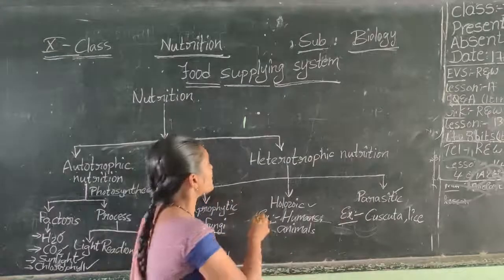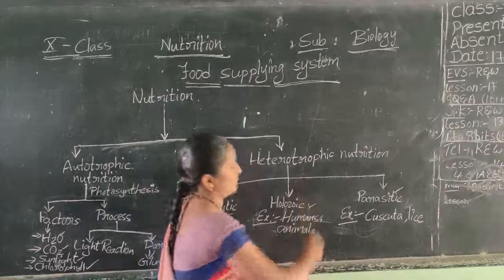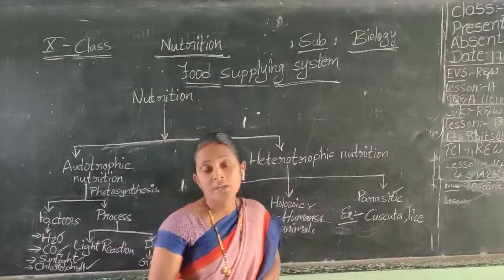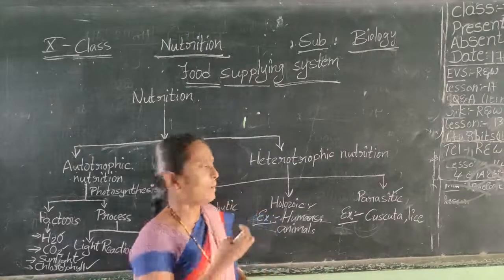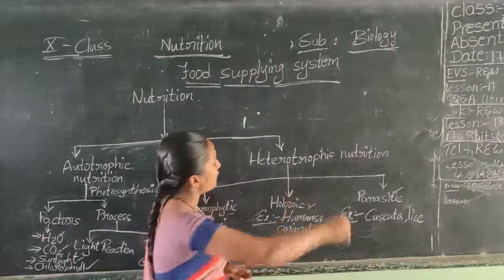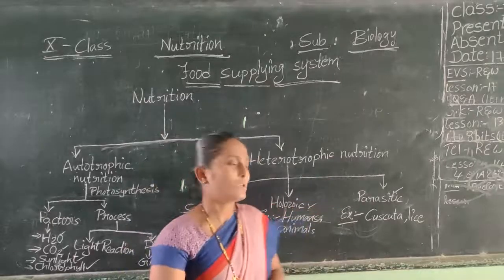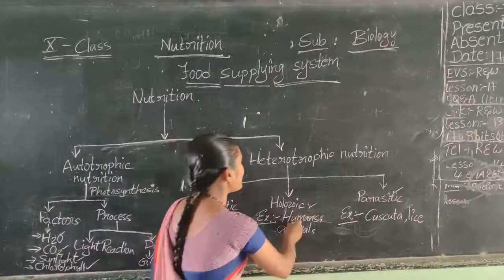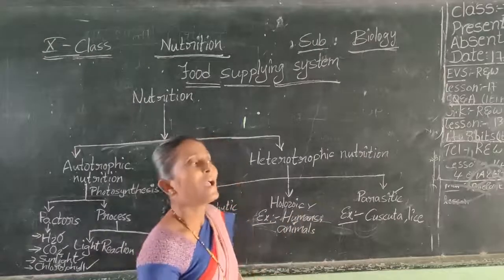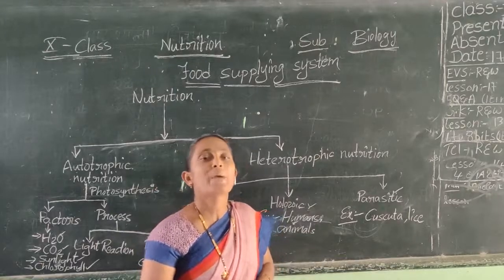So here you have to see four steps: ingestion, digestion, assimilation, and then absorption. These are the four different steps you have to see in holozoic nutrition. The best examples for this are human beings and animals. Along with this, you have to see a single-celled organism, that is amoeba.